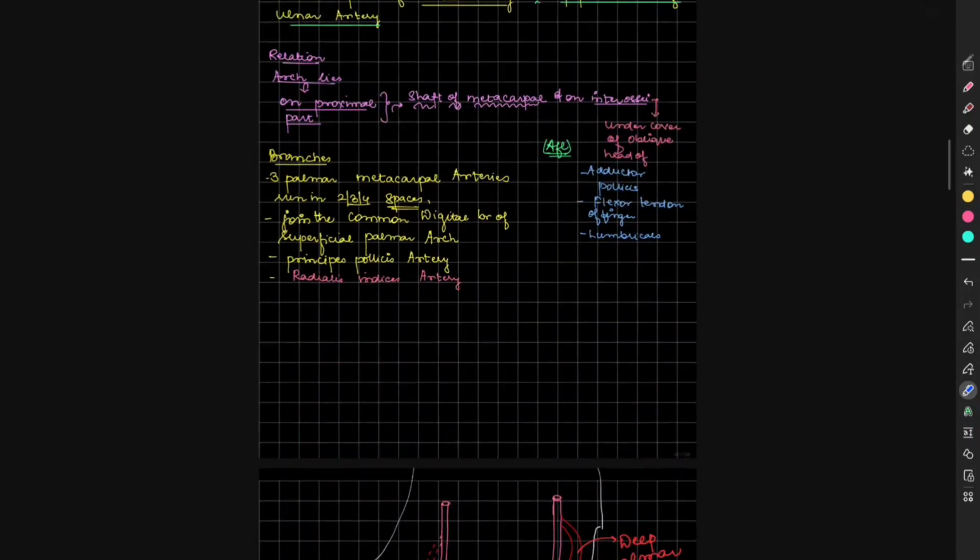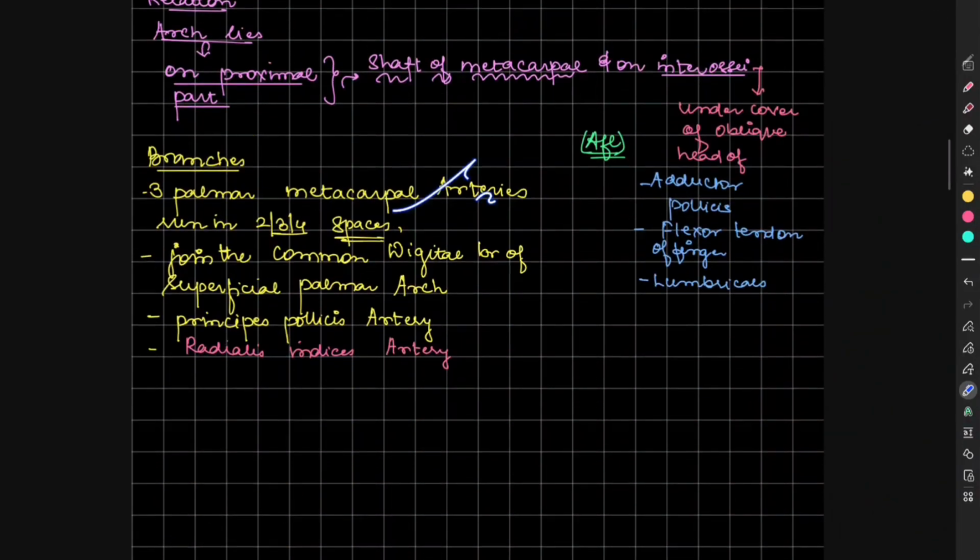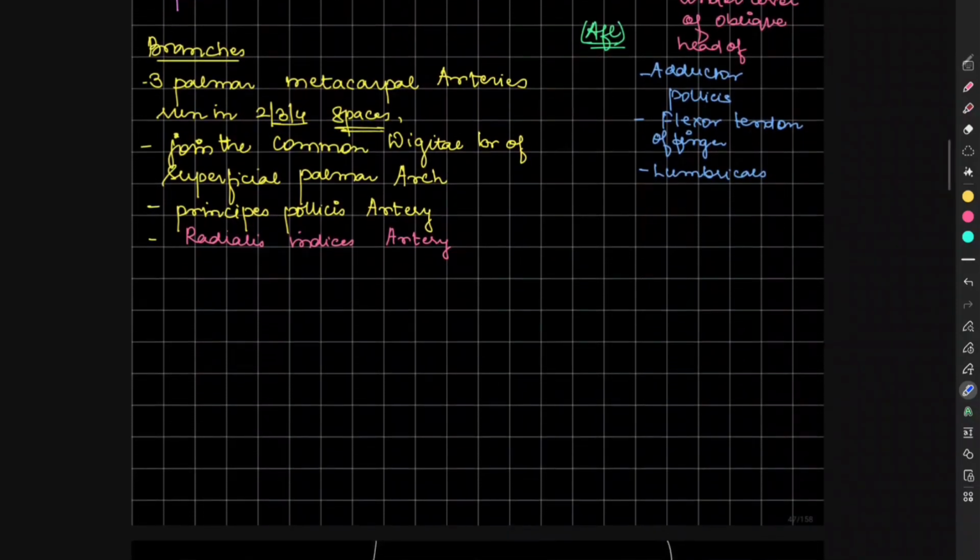Talking about the branches, have a look at this once, I have already explained all of this. Three palmar metacarpal arteries run in the second, third, and fourth spaces, which join the common digital branches of the superficial palmar arch.